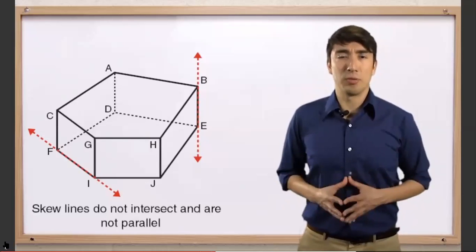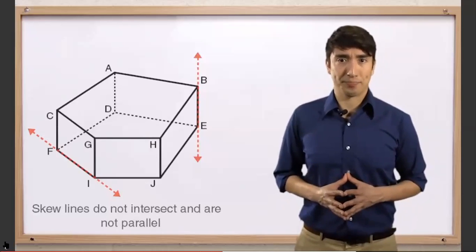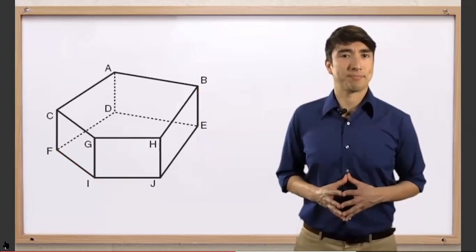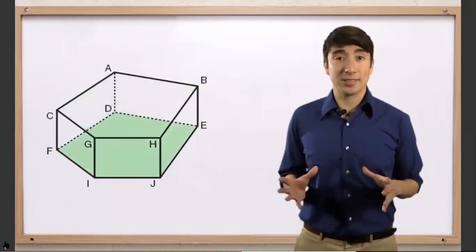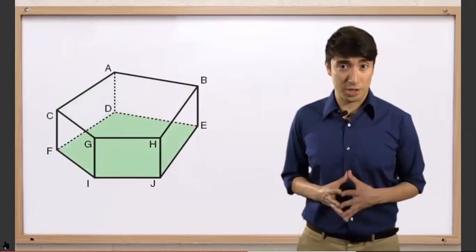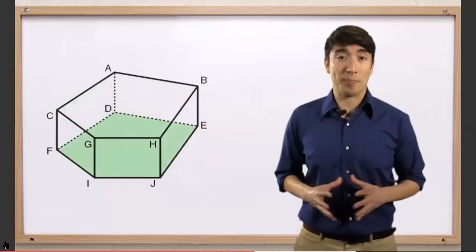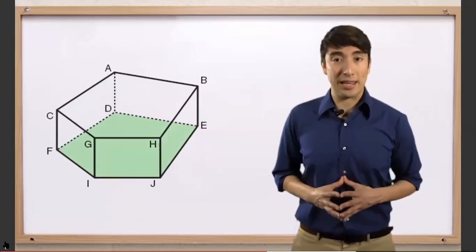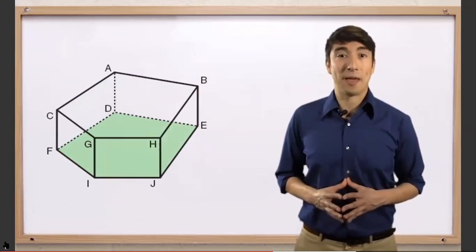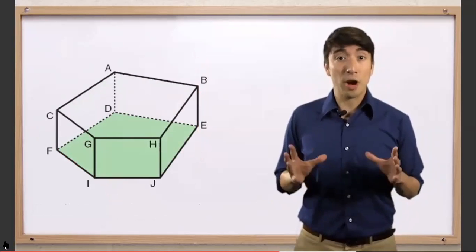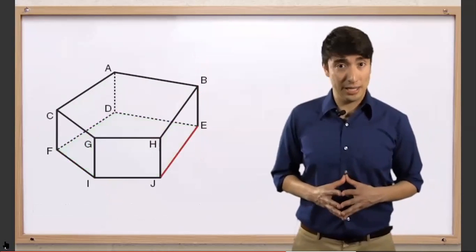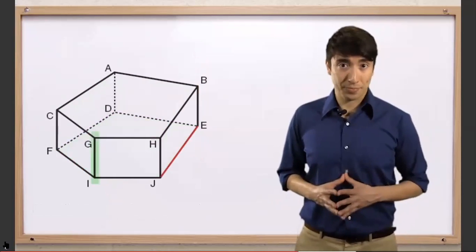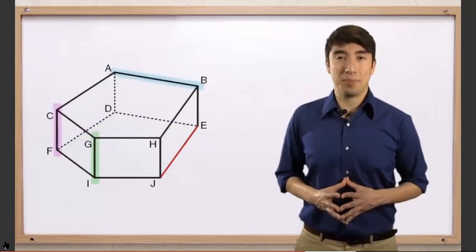Let's answer a few more questions about this diagram. Do you see 2 planes that are parallel? The top and bottom faces could be extended in all directions to form a plane, and they are parallel. Can you name 2 lines that are skew to line EF? In this figure, there are many lines that are skewed to line EJ. A couple of them are lines GI, CF, and AB.